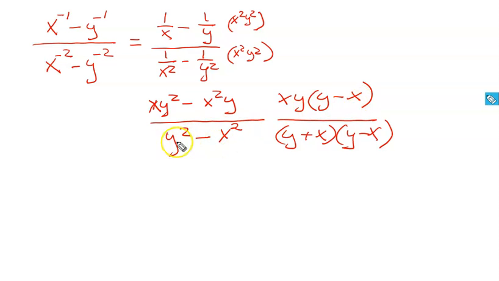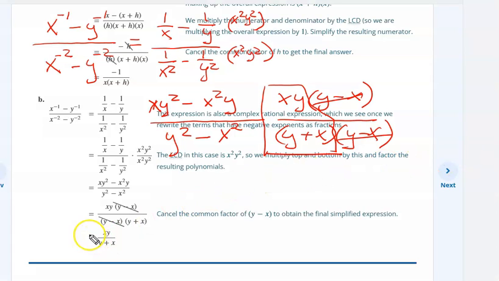And this is the difference of perfect squares that will factor into its conjugates. And then now here's a common factor. So my final answer is this. And let's check it out. Yes.